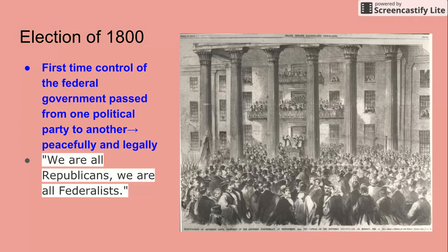Now, this is a really big thing. If you're writing notes, which you should be, you want to put a little asterisk here or something. The big significance to this election is that it's the first time control of the federal government passed from one political party to another, right? We have here from the Federalists to the Jeffersonian Republicans, and it happened peacefully and legally.